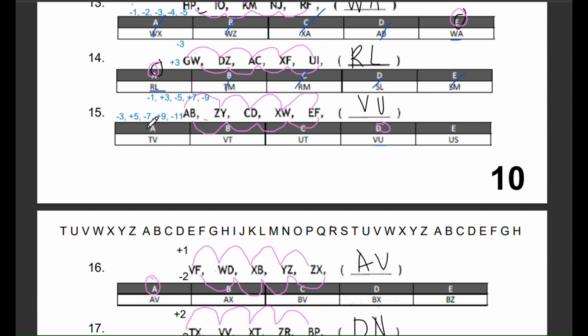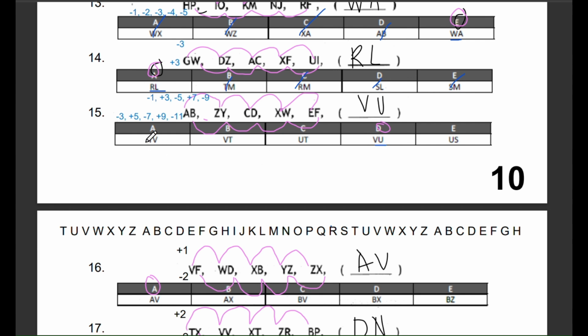Question 15. The series we're tackling is AB, ZY, CD, XW, EF, and we need to find the next pair in the sequence. Our options are A, TV; B, VT; C, UT; D, VU; and E, US. The correct answer is D, which gives us VU.